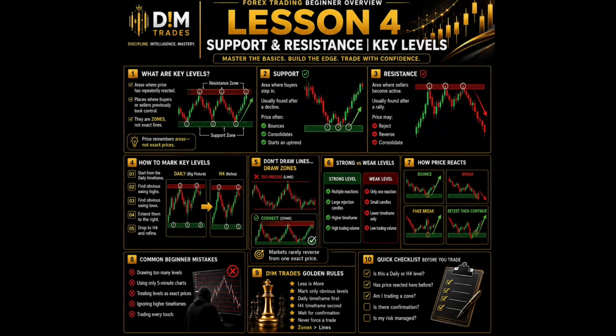Basically, key levels, you can also call them support and resistance. Basically, straightforward, simple English. Some people call it key levels, some people call it support and resistance. It's the same thing. So master the basics, build the edge, trade with confidence.